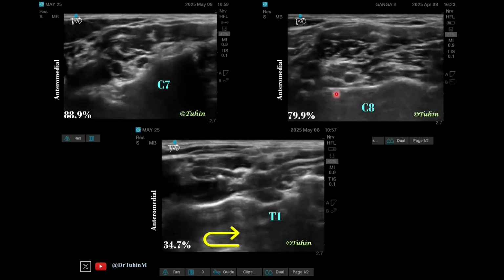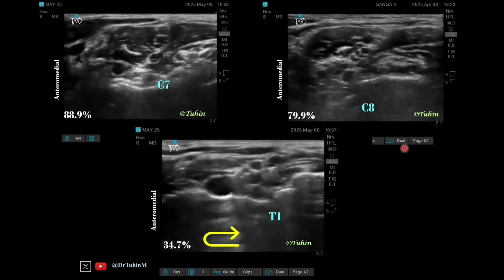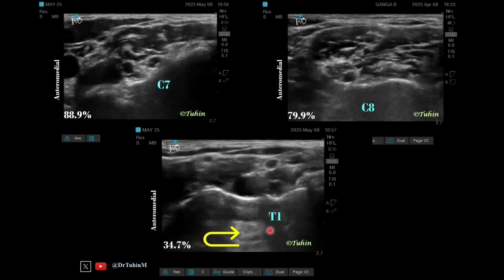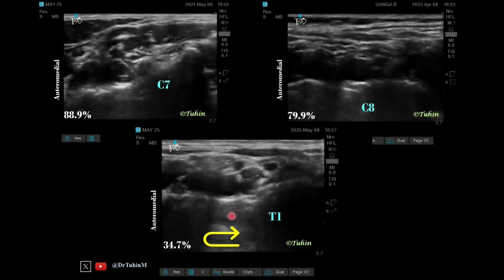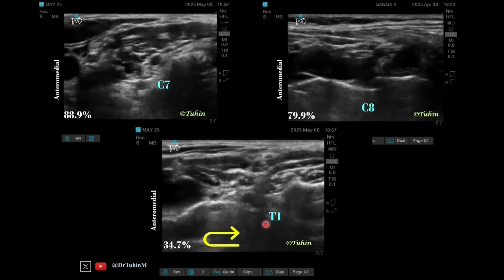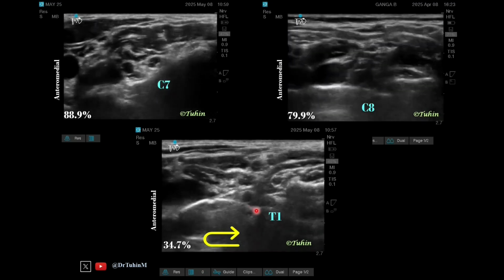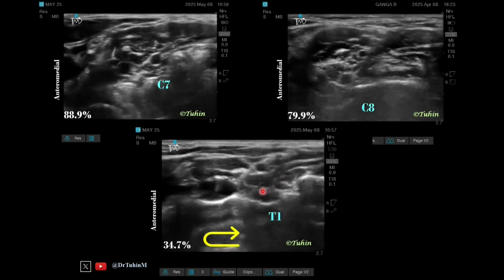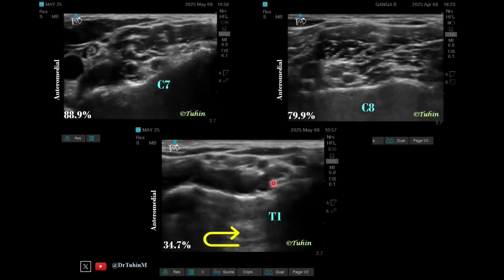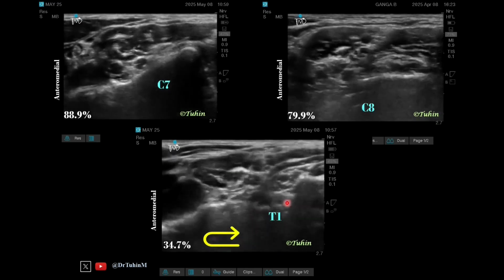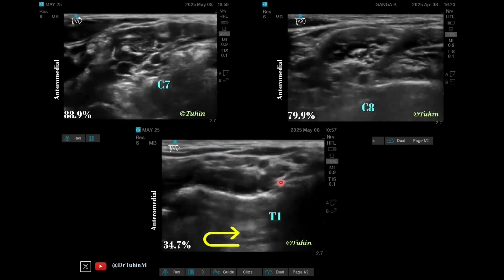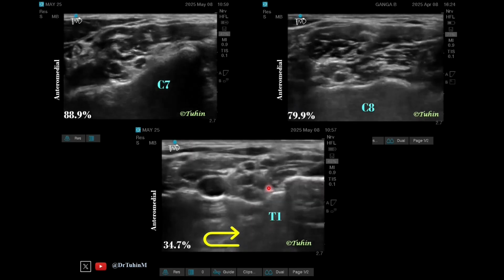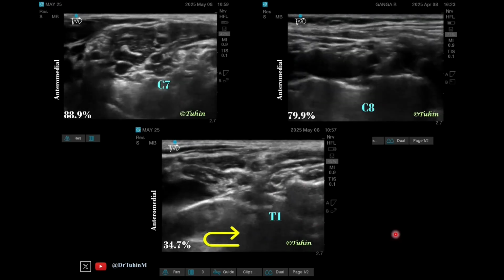The origin of the T1 ventral ramus can be identified in only 35% of cases as it courses below the proximal part of the first rib. On dynamic scan, it can be visualized as it climbs over the medial border of the first rib to join the C8 ventral ramus forming the inferior trunk, where it appears as if it is taking a U-turn. So this is known as the U-turn sign, which is a dynamic sign. In the rest of the cases, it was a static sign.